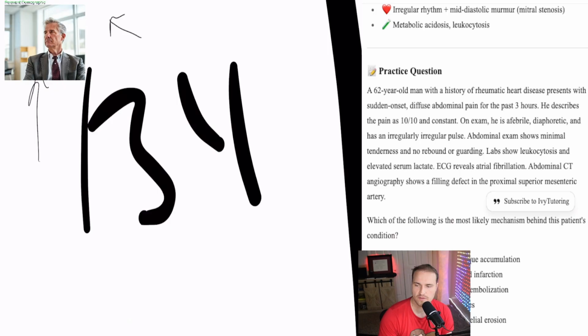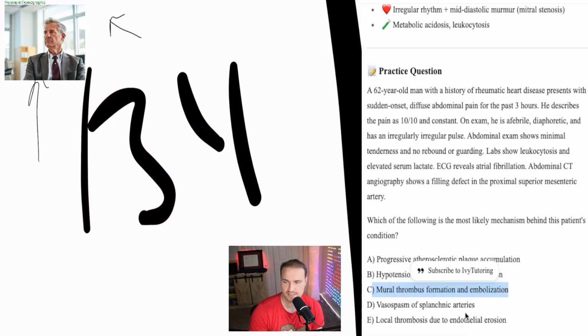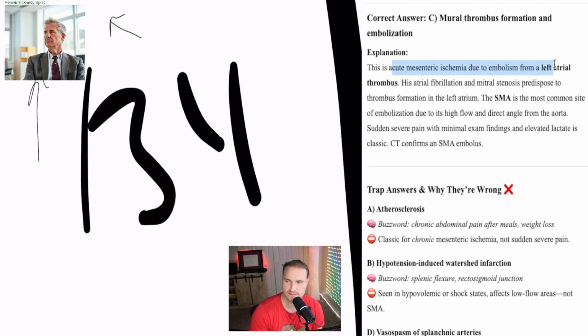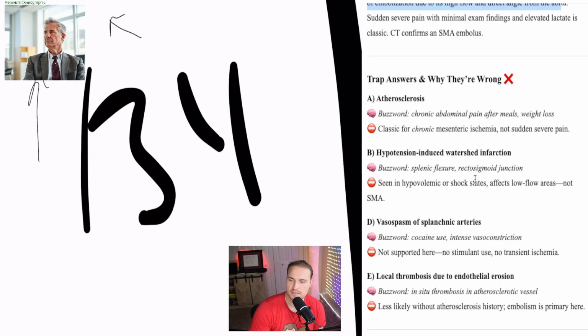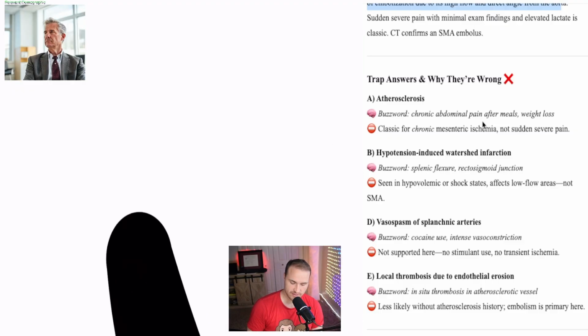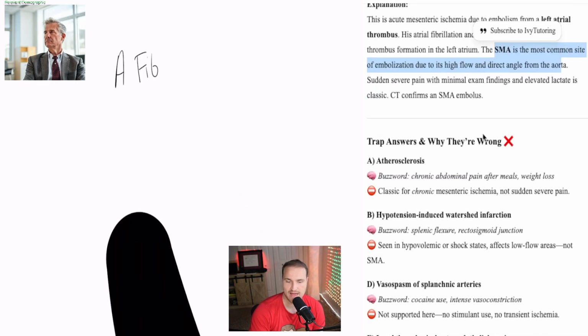The answer is a mural thrombus formation and embolization. So it's acute mesenteric ischemia due to embolism of the left atrial thrombus. He's got mitral stenosis, and it predisposes him to thrombus formation. So the SMA is the most common abdominal vessel that gets blocked in a cardiac embolus. And that's because you recognize the irregular pulse here, which is AFib. So the atria stops contracting effectively, and so the blood starts to pool. Then that causes a thrombus.